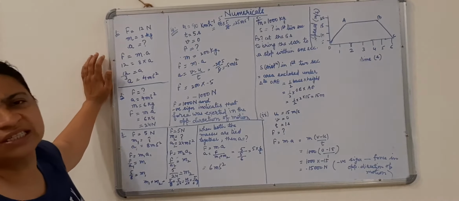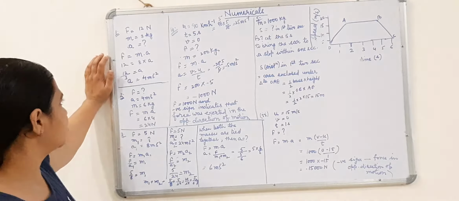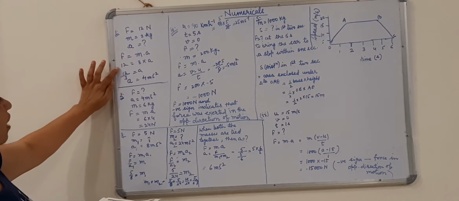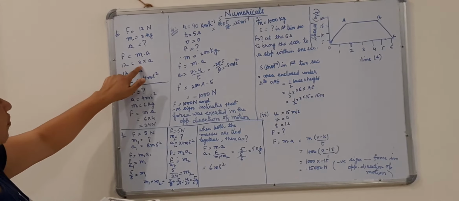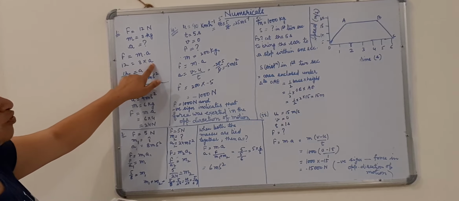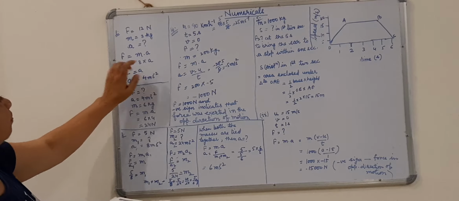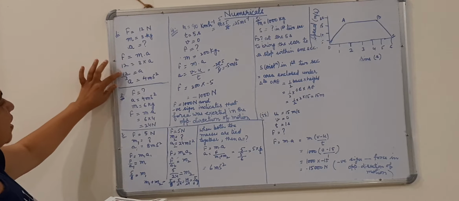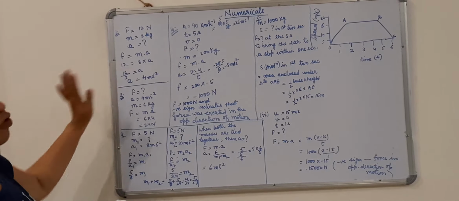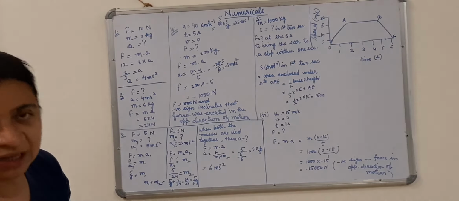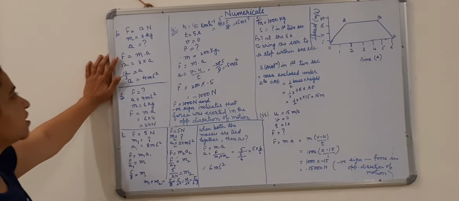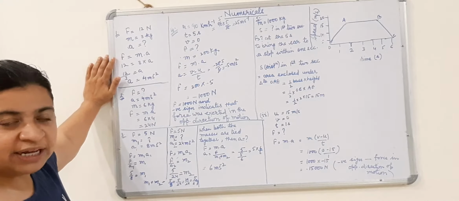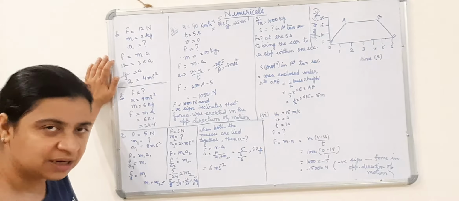We need to find out the acceleration. We know the formula. This is the simplest, the easiest numerical. Force is equal to mass into acceleration. We have the value of F, we have the value of m, and we have to find out the value of a. We know that F upon m will be equal to a, that is 12 upon 3, which is equal to 4 meter per second square. This is the formula for the force. If you know 2 quantities out of these 3, you can find out the third one.